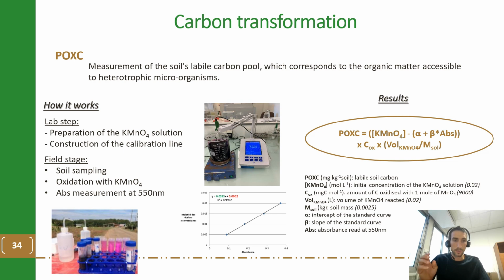How does it work? First, a potassium permanganate solution needs to be prepared in the laboratory. Then, in the field, oxidation is carried out by bringing the permanganate solution into contact with the soil. Finally, the absorbance is measured at 550 nanometers. The discoloration of the potassium permanganate is proportional to the amount of organic matter that has been oxidized.